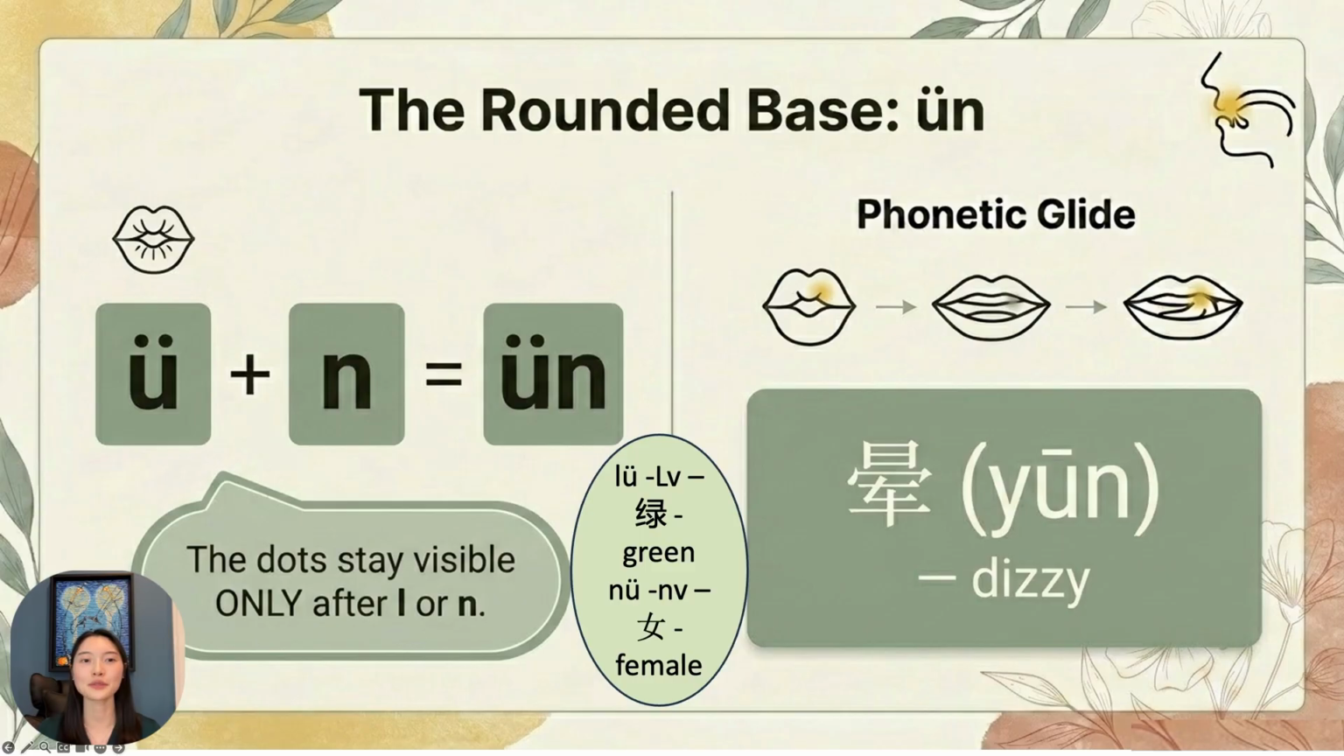But when you type those words online, since the keyboards don't have ü, people use v as a substitute. For example, if you want to type lü, you would type lv for lü and nv for nü. The two dots only stay visible after l and n.